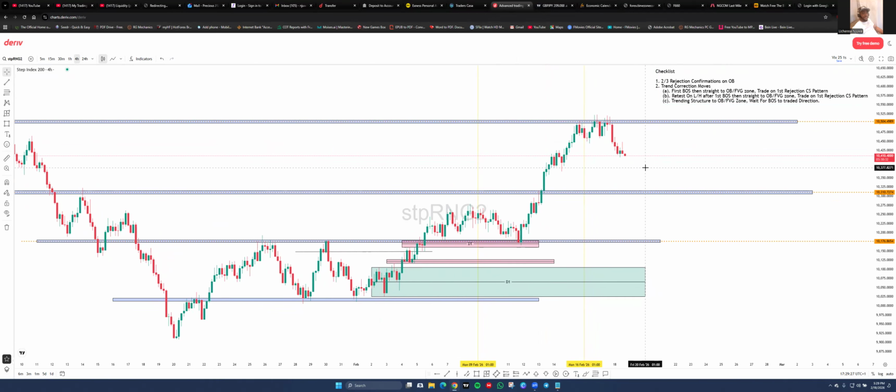The rule says what we're expecting is 2 to 3 rejection confirmations. It could be candle rejections. It could be candlestick pattern rejection. It could be weak candle rejection. Okay, so understand that it could be a structural rejection, and it can also be a candle rejection, normal candlestick rejection.